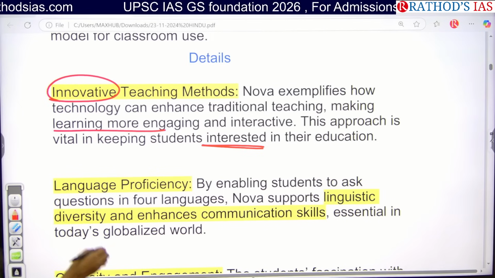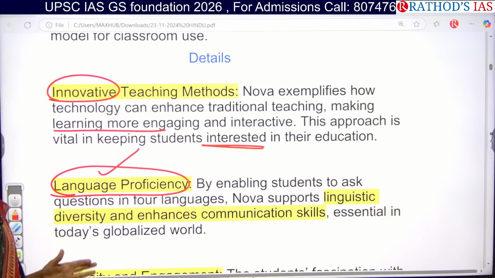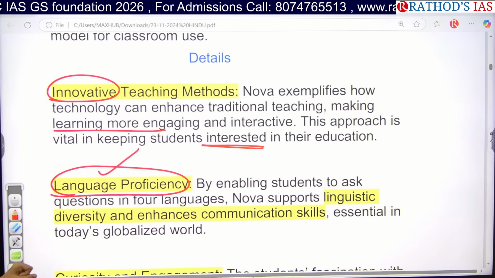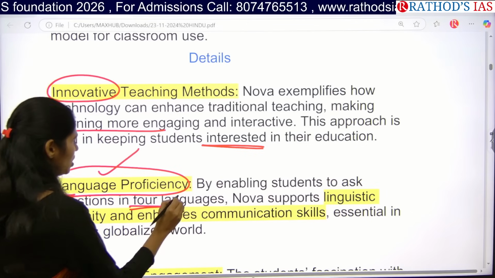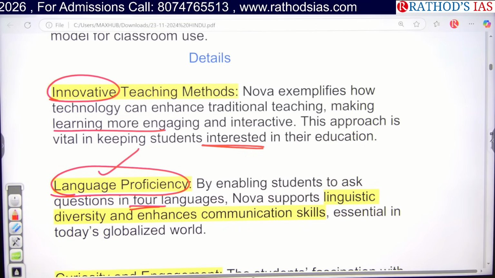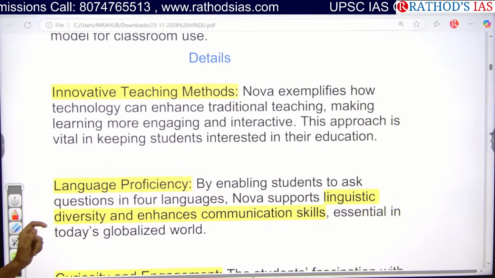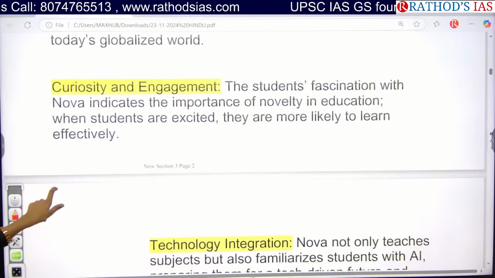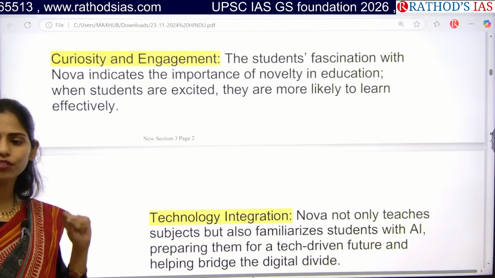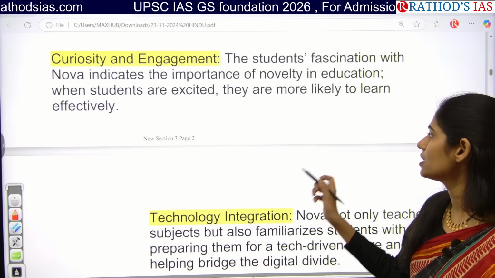And next one here is we can also increase language proficiency. Whenever this robot can talk in 4 languages, it enables students to ask their questions in these 4 languages. In this way we can also promote the linguistic diversity of our country, so that it enhances communication skills in today's globalized era. And next one is that students will be fascinated by understanding novel innovations in education, like the increasing use of technology even in education.